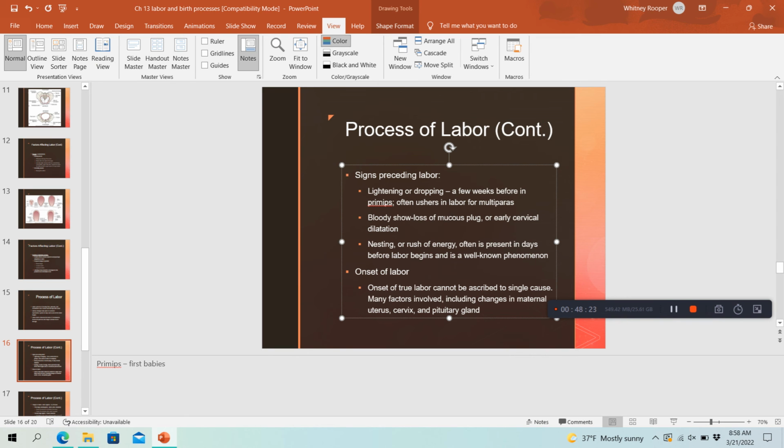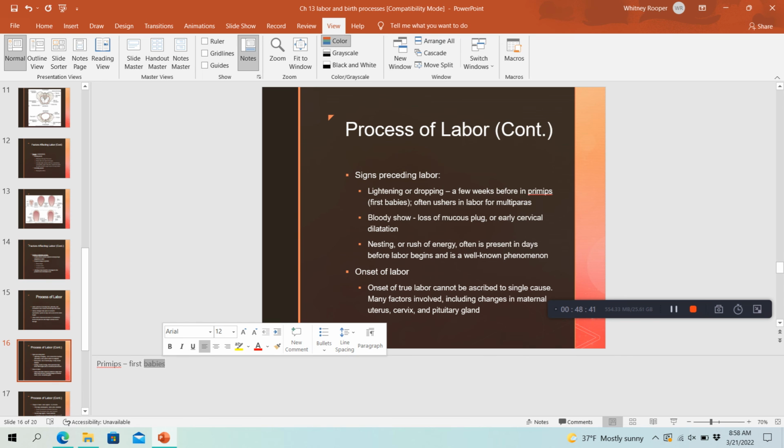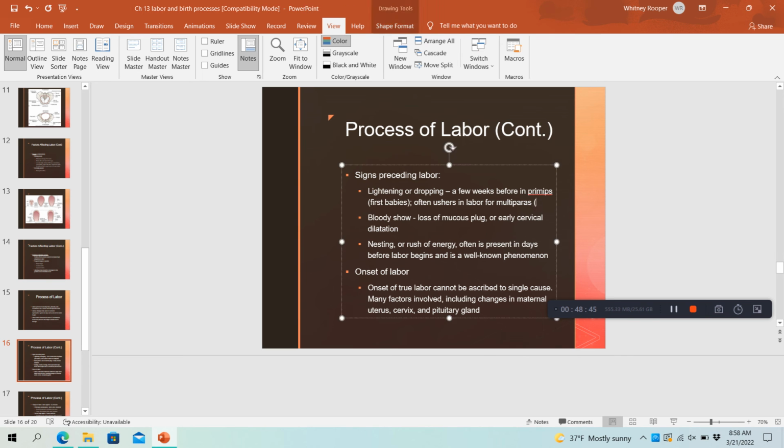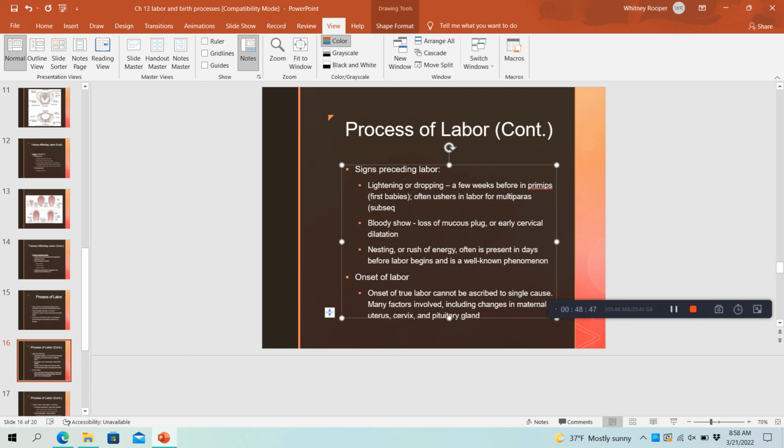Now, for multips, or people that are having the second, third, or fourth babies, their baby stays up high until time for labor. Then when it does drop, right at the beginning of labor, they go really fast. So for first babies, it's a long, drawn-out process. It takes weeks. For second, third, fourth, subsequent babies, the head drops very suddenly right before labor starts, and then it goes really quickly after that usually. So lightning or dropping of the baby is a sign of labor, but for first babies, labor can still be weeks away. For subsequent babies, it's probably going to happen relatively soon.